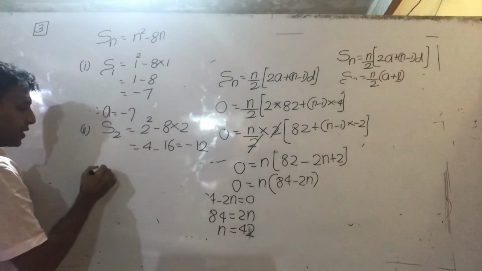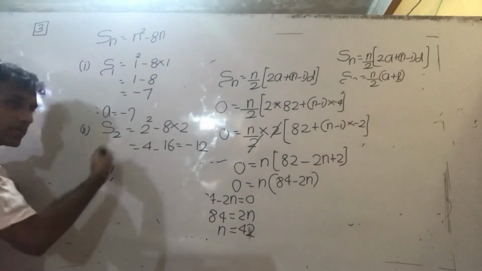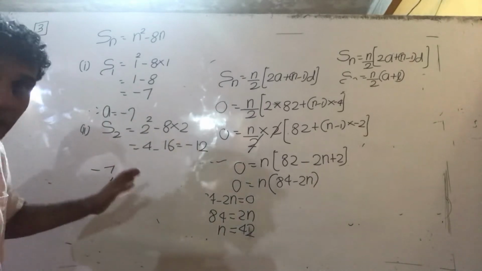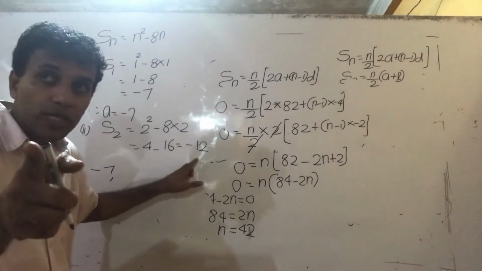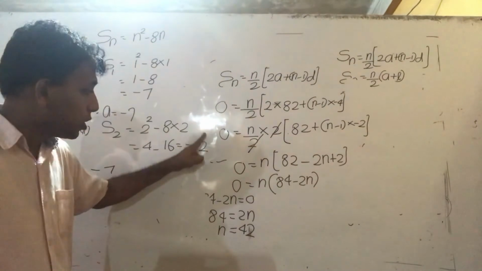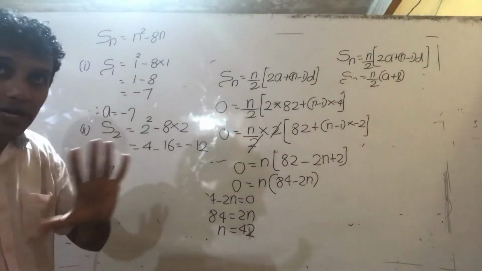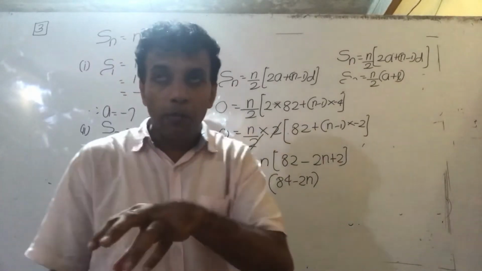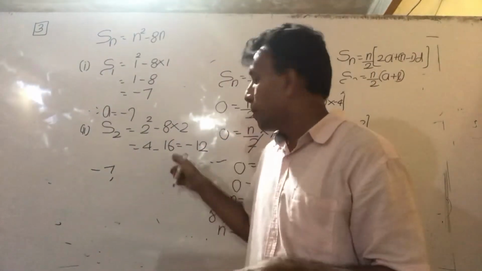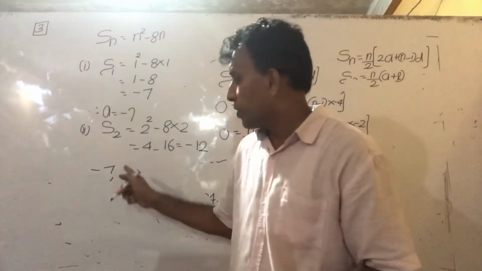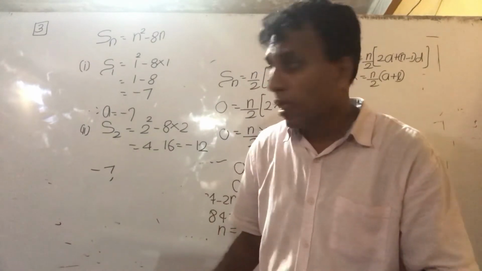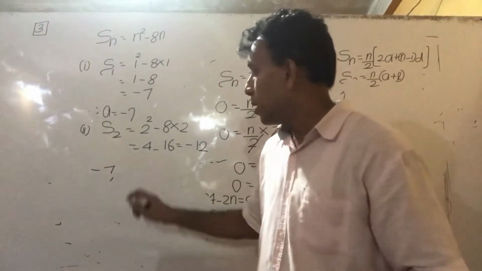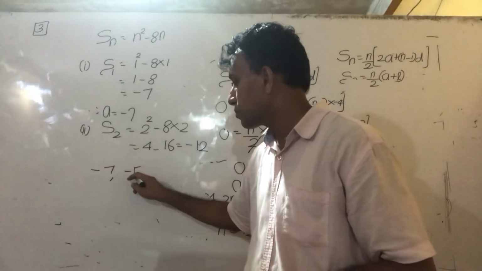First term minus 7. What is the second term? Sometimes you say minus 12 is the second term. Wrong. Don't say minus 12 is the second term. This is the sum of two numbers. The sum of the first two numbers is minus 12. So the first number is minus 7, but the second number is minus 5.